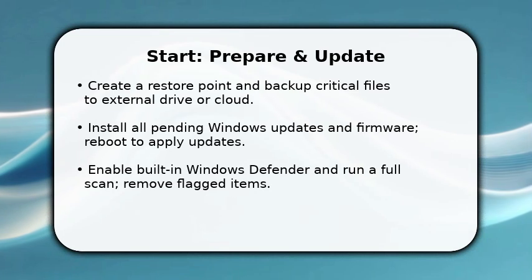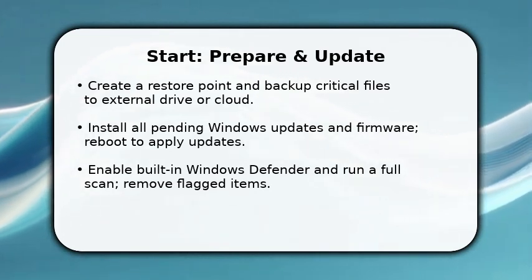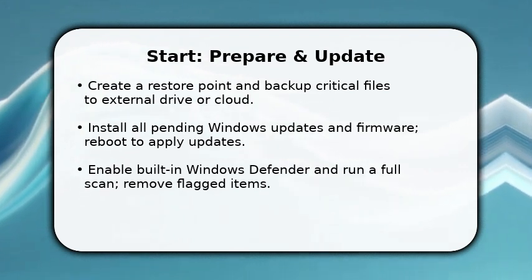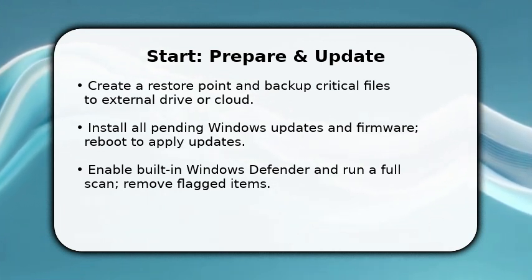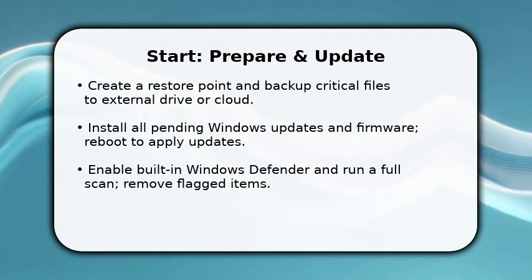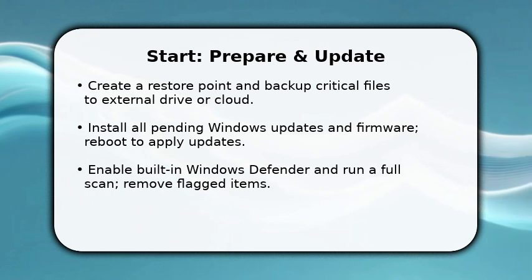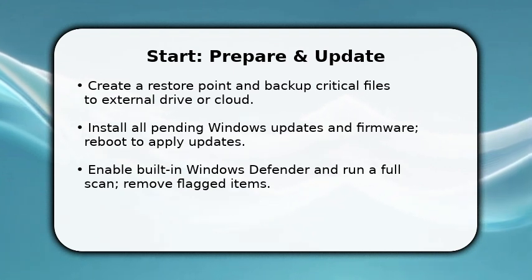You begin by creating a system restore point and backing up critical files so you can recover if anything goes wrong. Once done, install all pending Windows and firmware updates, then reboot to apply them. Next, make sure Windows security is enabled and run a full Defender scan, quarantine, or remove threats. These steps reduce attack surface and ensure you're updating the base OS before changing settings or installing tools.